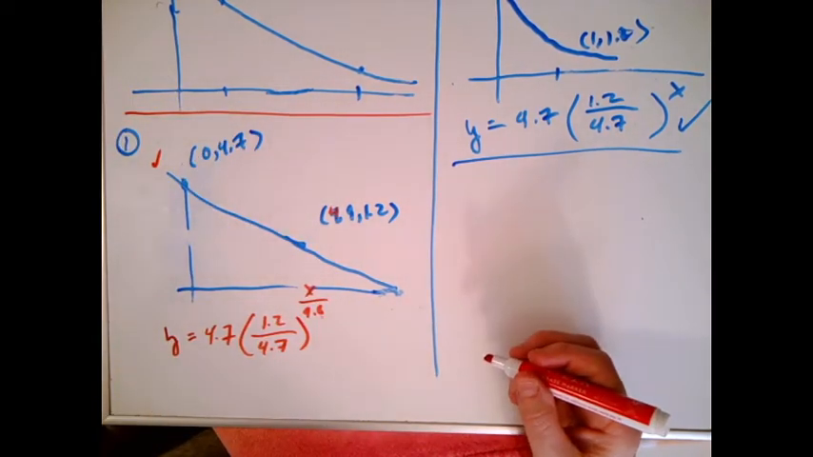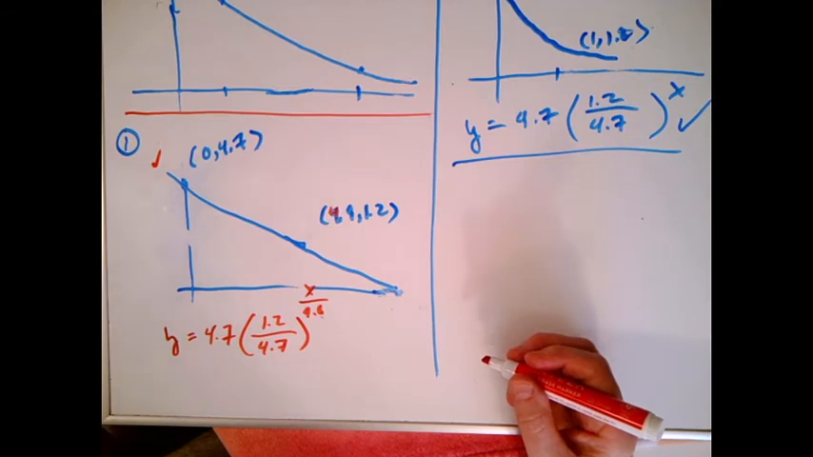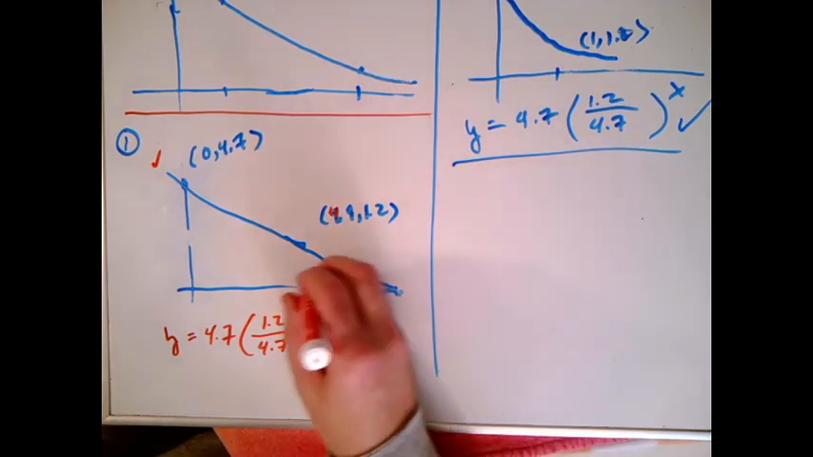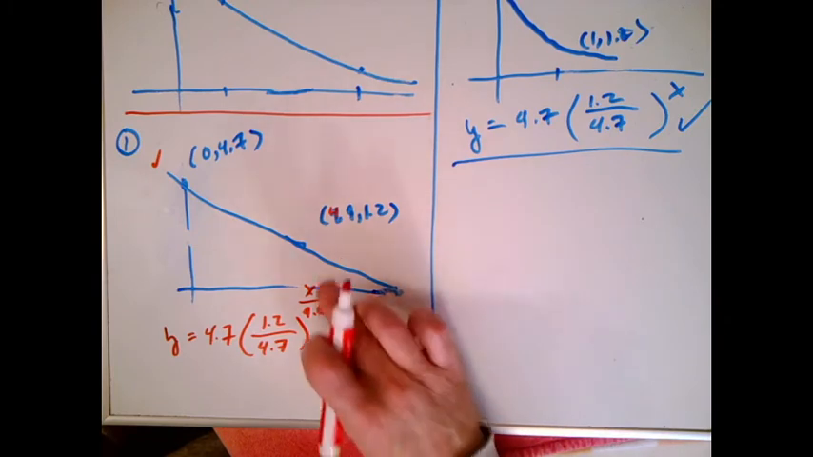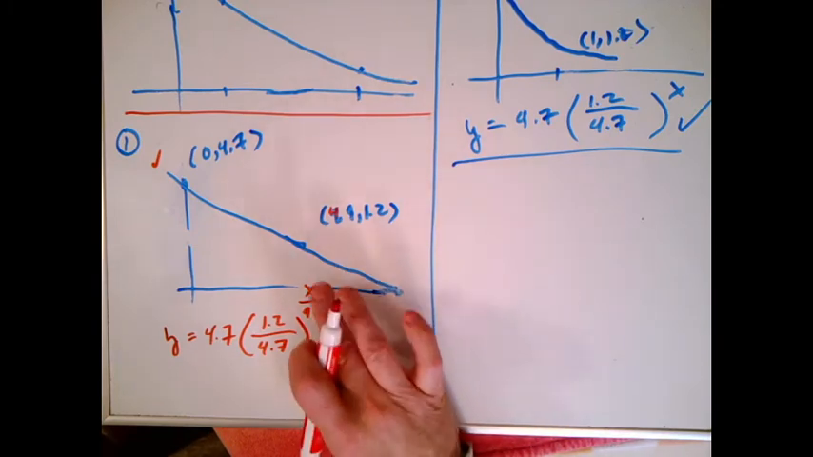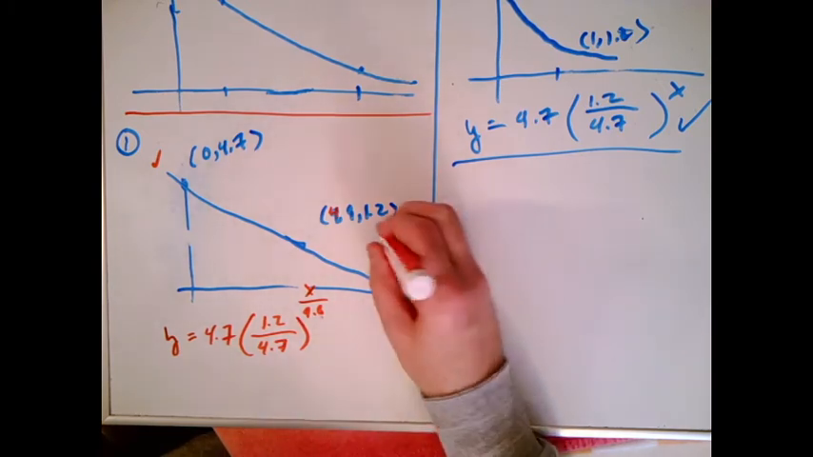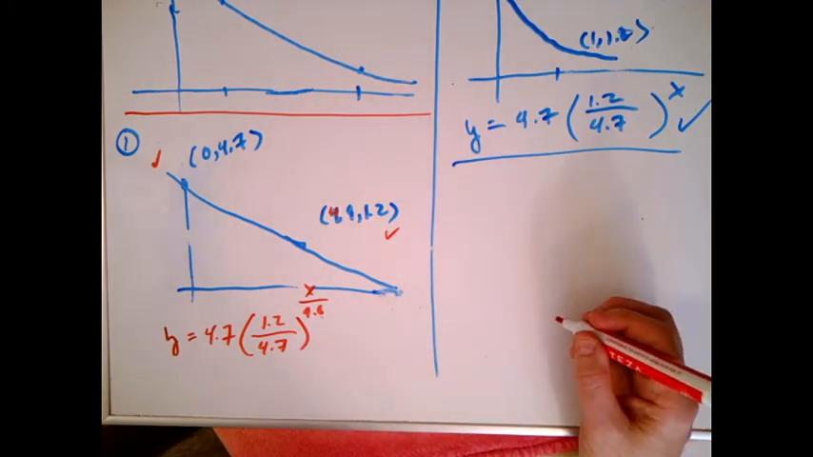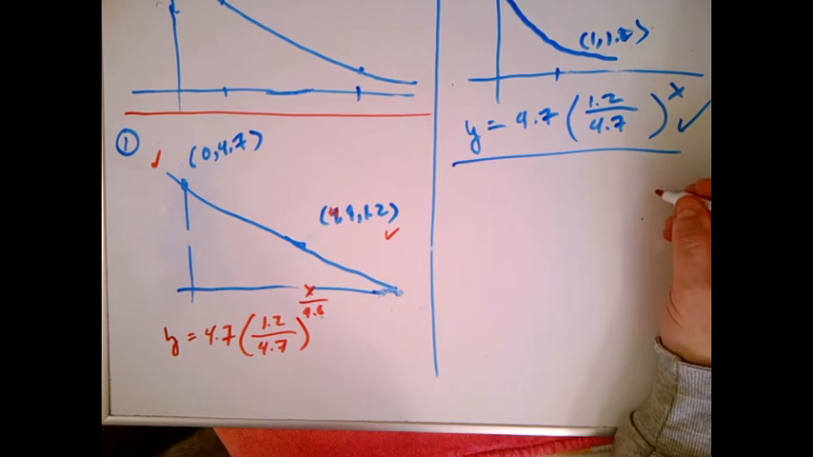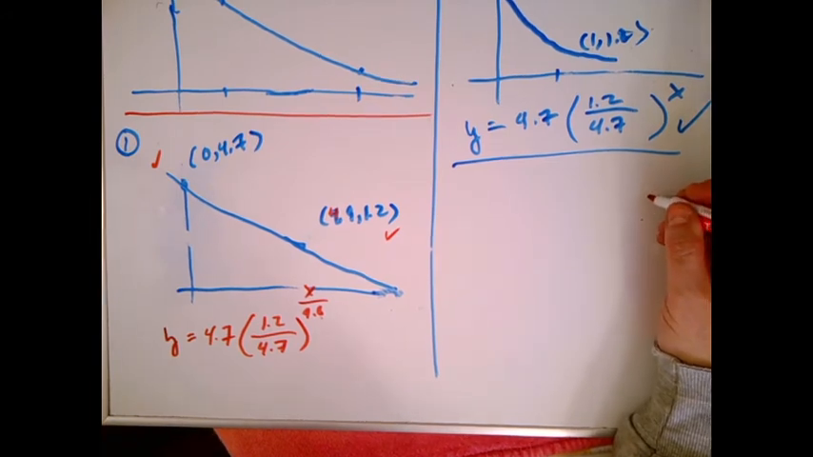What do I want to do on the bottom? I want to be able to plug in 4.9 and get 1.2. If I put a 4.9 on the top of that little fraction, I get 4.9 on the top, 4.9 on the bottom, that's 1. Anything to the 1 is just the thing, and then the 4.7 cancels, and I get this. So what did we do? We made the problem so easy it was trivial, and now we use our transformation knowledge and skills to work our way backwards.